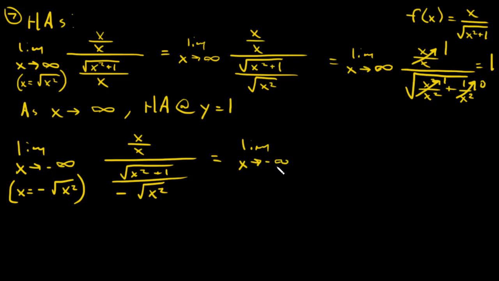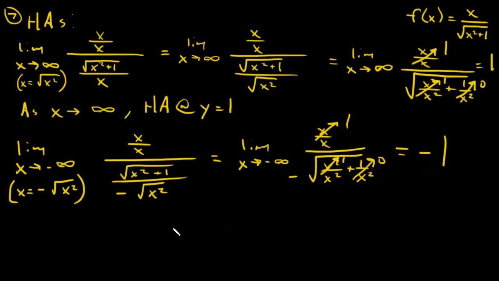Don't want to forget that negative sign. Of, well, I'm going to have x over, this becomes 1 root, so negative 1 root x squared over x squared plus 1 over x squared. Well, this is going to go to 1, this is going to go to 1, this is going to go to 0, 1 over root 1, which is 1, but I have a negative sign, so that means negative 1. So as x goes to negative infinity, I'm going to have a horizontal asymptote at y equals negative 1. Okay? So now I have everything I need almost.